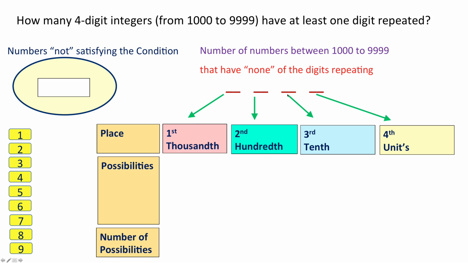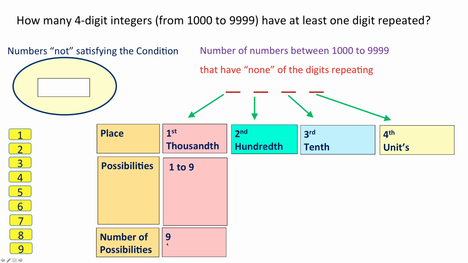It becomes a 3-digit number, which is outside the range given to you. So when you're looking at the 1000 place, it can be any of the digits 1 to 9. And how many such possibilities are there? You can do it in 9 different ways, either 1 or 2 or 3 and so on up to 9. So there are 9 different possibilities.